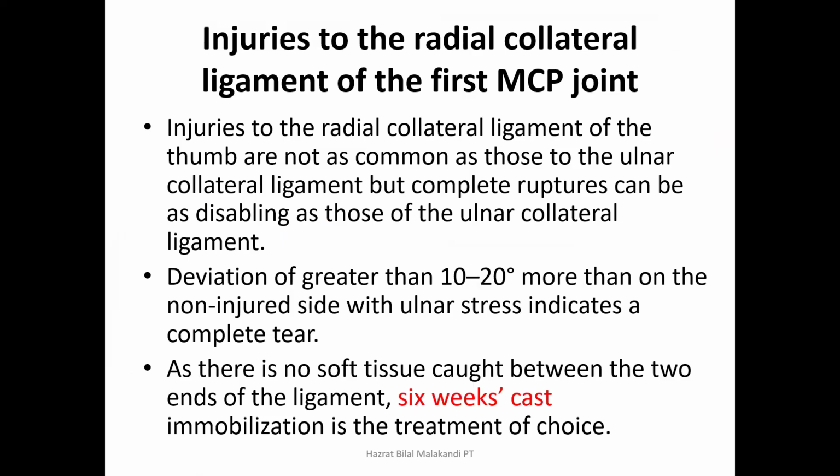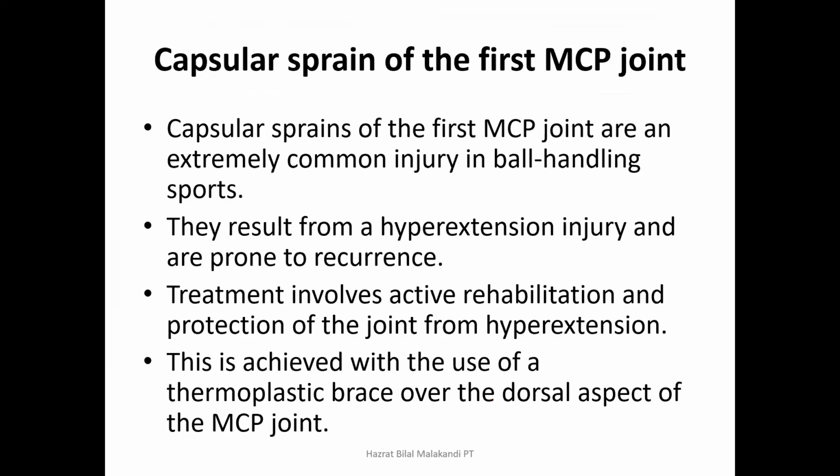Injuries to the radial collateral ligament of the first MCP joint are less common as compared to the ulnar collateral ligament. But if there is a complete rupture of this, again it is the reason for instability of that area. Deviation of greater than 10 to 20 degrees more than on the non-injured side with radial stress indicates a complete tear. As there is no soft tissue gap between the two ends of the ligament, six-week cast immobilization is the treatment of choice. That will be discussed in the next session, inshallah. Thank you so much.